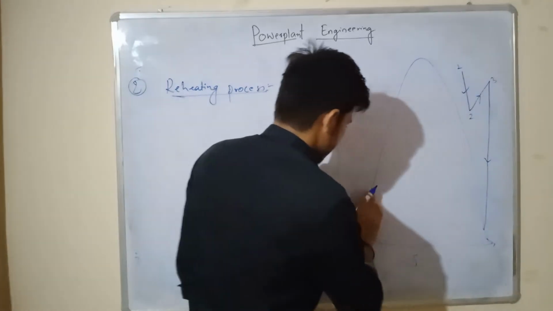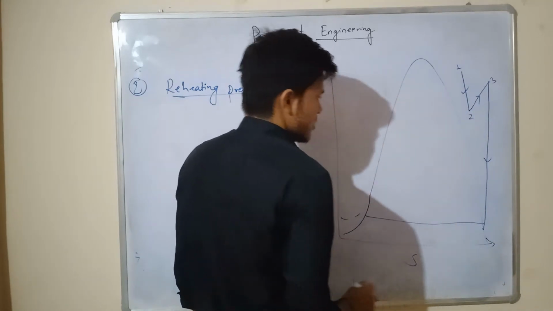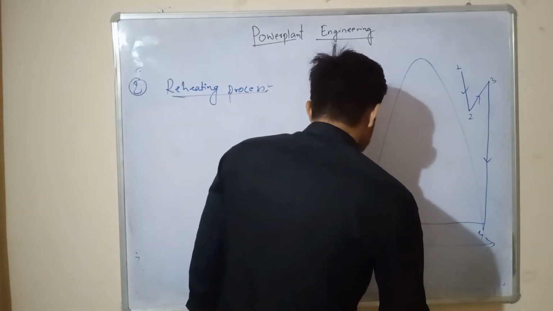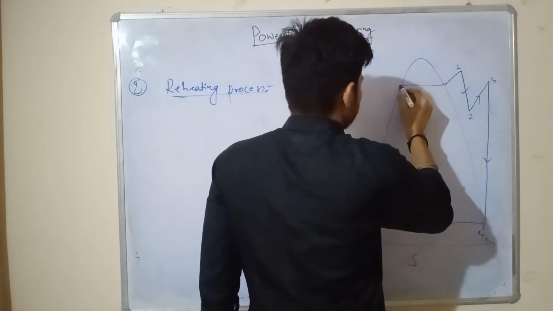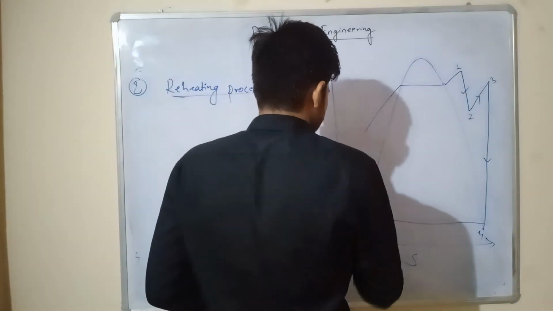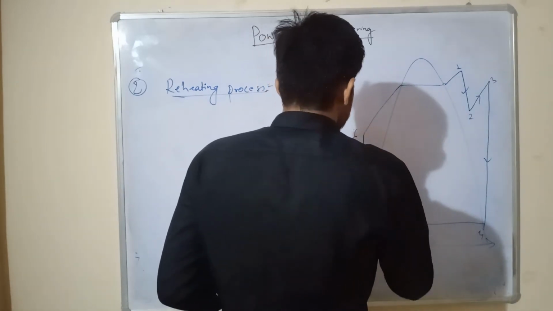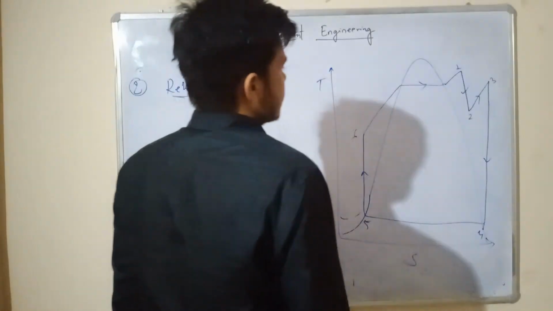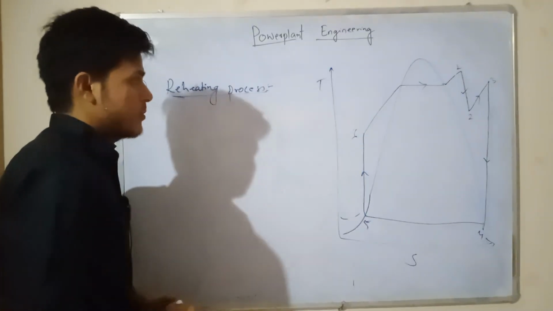Now what is this part? This is our condenser, this is 2 3 4 and this is 5, and this is 4 5, this is 6. So 1 2 3 4 5 6. This is our reheating process.